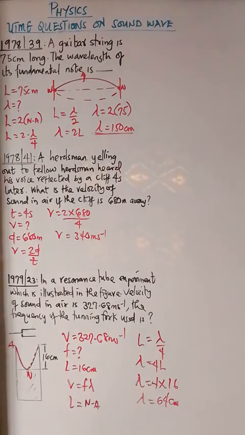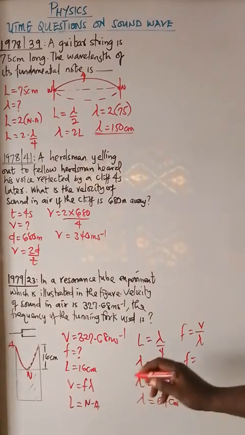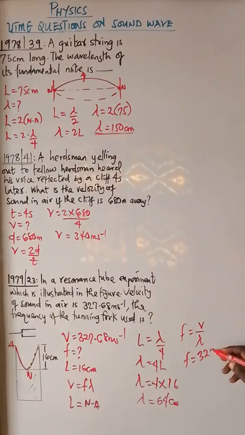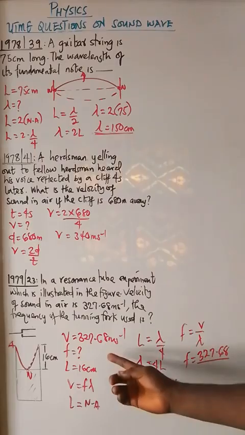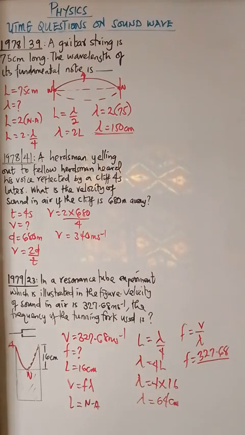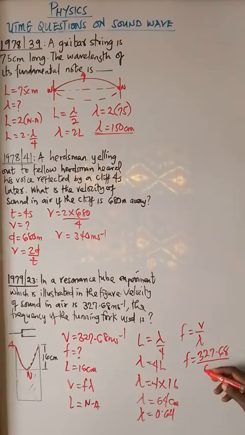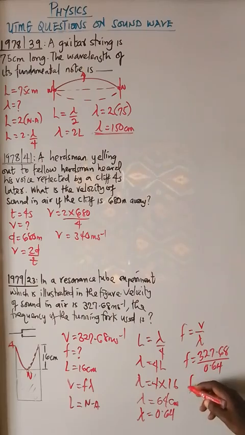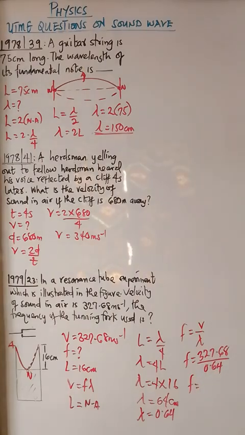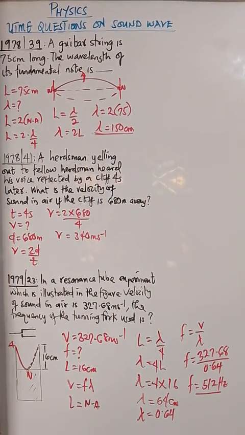Now I want to get the frequency. This time around, we want a new quantity. Frequency equals velocity over wavelength. The velocity is given to be 327.68 meters per second, so the wavelength must be in meters. This is in centimeters, so to get meters, divide by 100. So the wavelength equals 0.64. So divide 327.68 by 0.64, the wavelength. From here, we get the frequency to be 512 Hz.